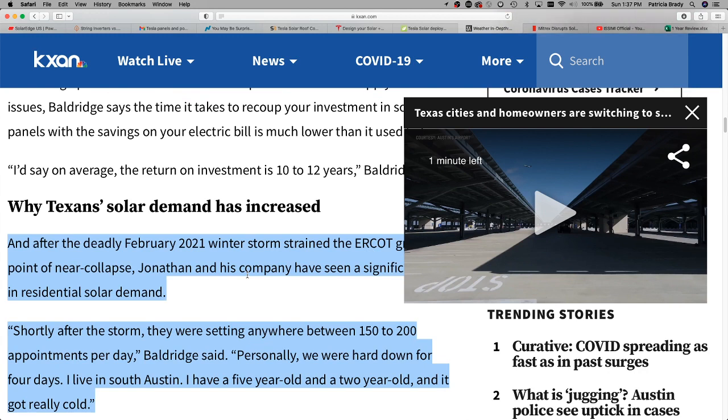Personally, we were hard down for 4 days. I live in South Austin. I have a 5-year-old and a 2-year-old, and it got really cold. End quote. And when you have kids, energy security, like just security in general, becomes a big deal.